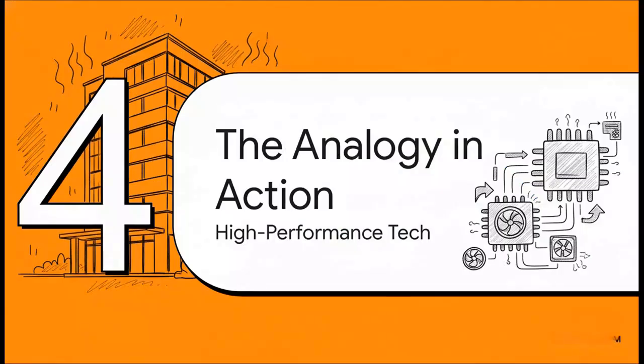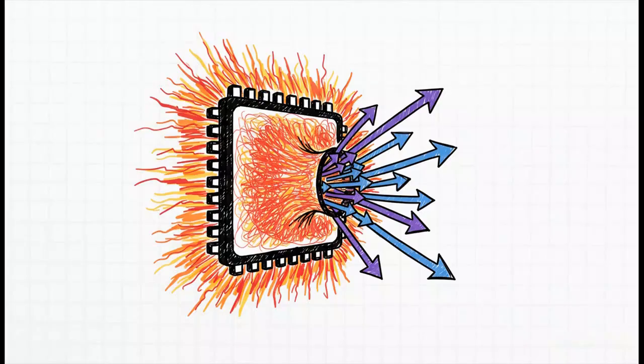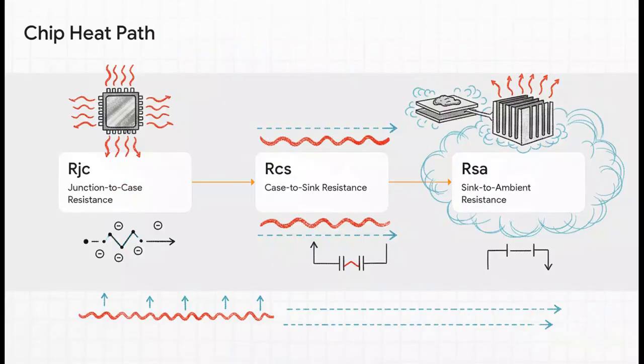Now, this is all great for buildings, but this analogy is just as critical, maybe even more so, in the world of high tech, where getting heat out is absolutely everything. You see, in modern electronics, heat is the ultimate enemy. The speed of your computer isn't really limited by the silicon chip itself, it's limited by our ability to keep that chip from melting. And the thermoelectric analogy is the first and most essential tool that every engineer reaches for to tackle that problem.